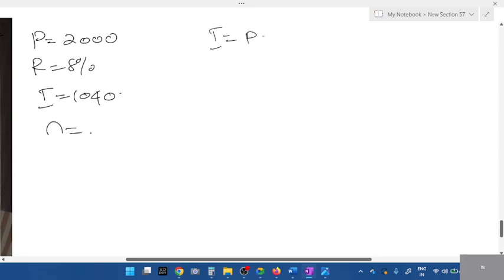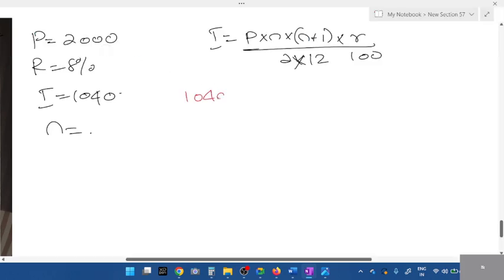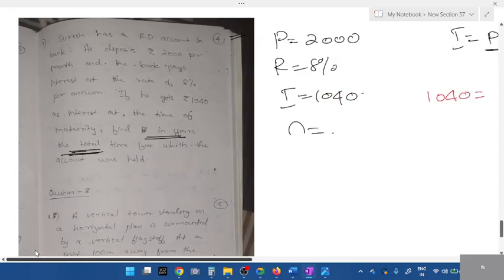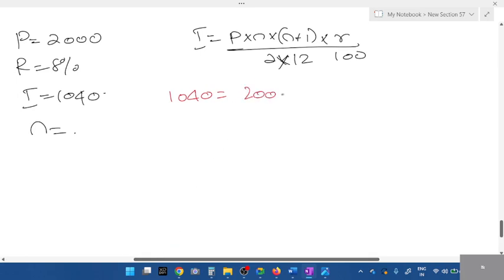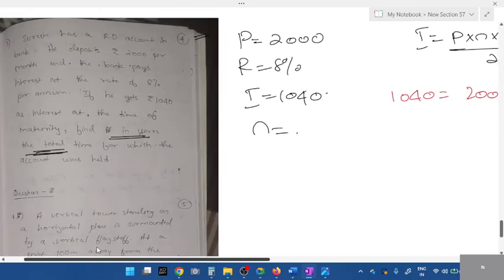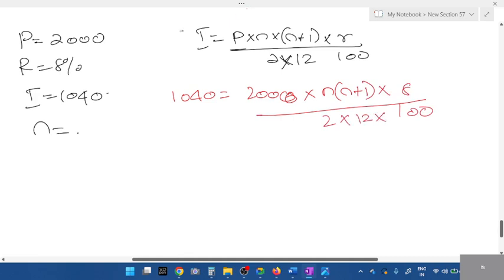So interest is equal to P into N into N plus 1, R by 100, 2 into 12. Interest is 1040. If he gets 1040 as interest at the time of maturity, find in years the total value. P is 2000. 1040 is fine, 2000 is fine, 8% is also correct. N into N plus 1, keep it aside. 8 divided by 100, 2 into 12. You can directly shift it or just keep N into N plus 1 as it is.